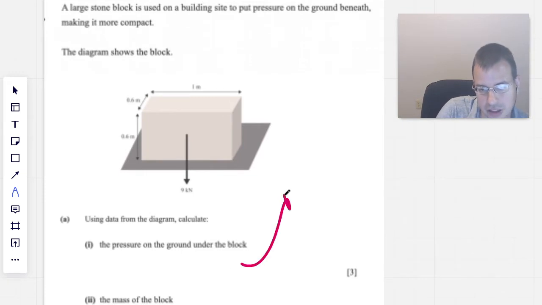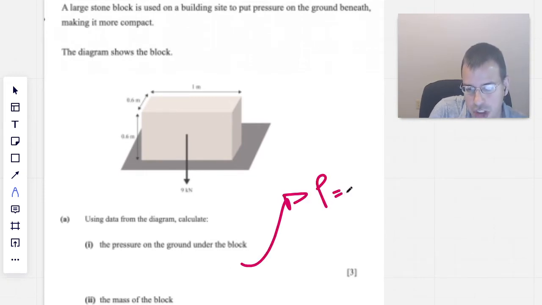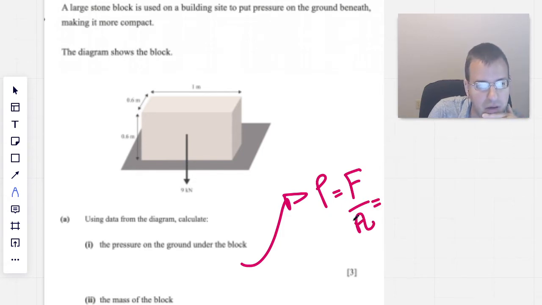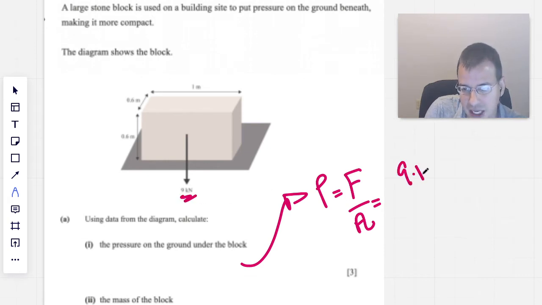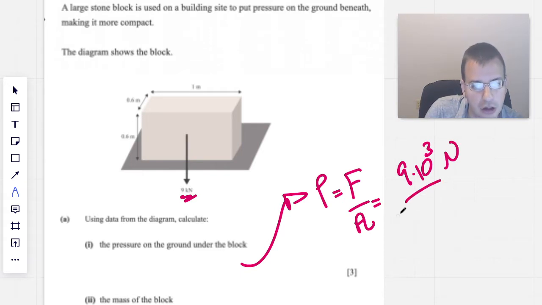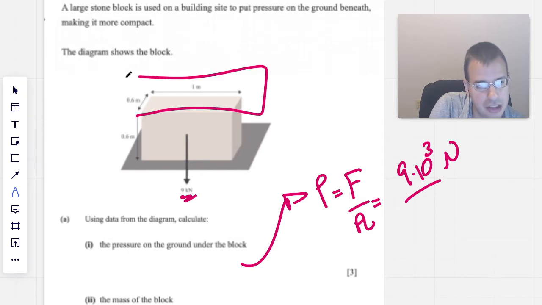All right, so for this, we're going to use the equation pressure equals force divided by area. That's just the definition of pressure. So the force, they tell us here, is 9 times 10 to the third newtons, so 9 kilonewtons, all over the area. And the area is just going to be the area of the block. We don't care about the height.